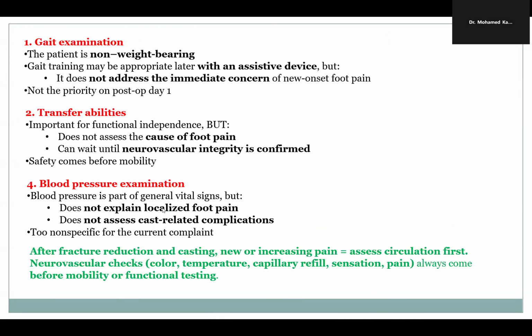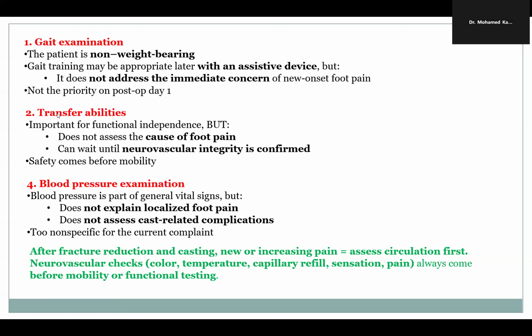So again, the incorrect answers. Gait examination: the patient is already non-weight bearing. Later on, yes, we can do gait training using an assistive device like axillary crutches, for example, in order to continue the non-weight bearing status and gradually take the patient to partial weight bearing, then full weight bearing. It will take time, but it is not addressing the main issue for this patient who is just 1 day post fracture.